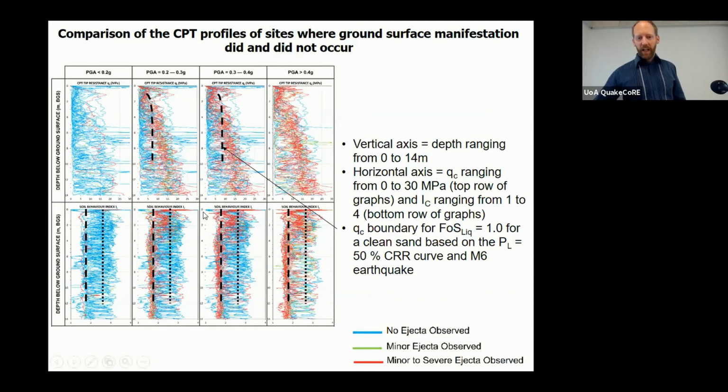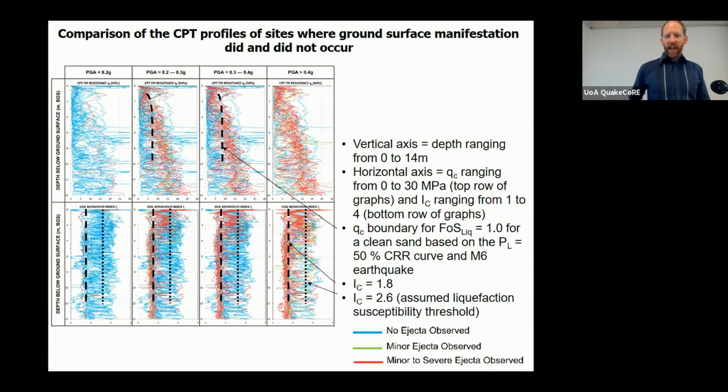And once again, on the bottom row of graphs, we plot a reference line of I sub C of 1.8, which is a measure: if the soils have a value of 1.8 or less, they are a nice clean sand. And the other dotted line, an I sub C of 2.6, is where the soils are quite silty and clay-like in behaviour, and soil layers with a value greater than 2.6 are considered too plastic in behaviour to liquefy.